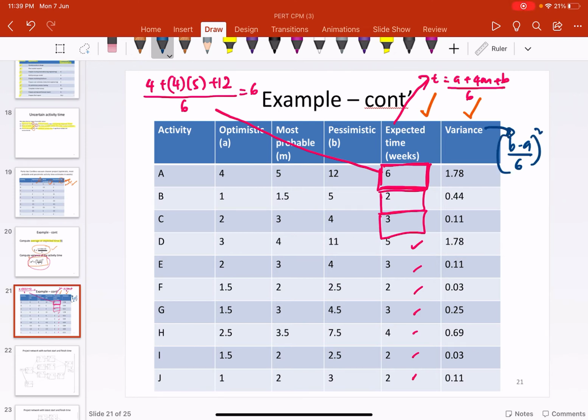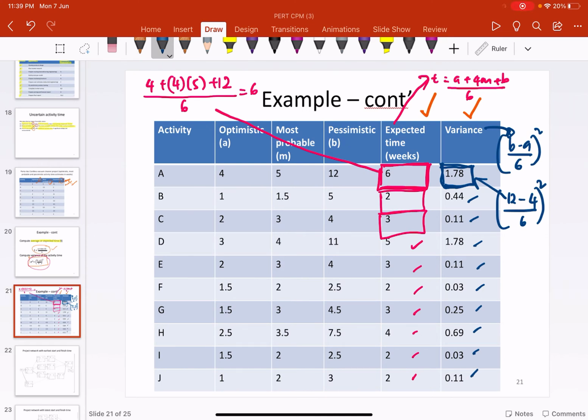So in order for you to get this number, what you have to do is, our B here is 12 minus A, A is 4, divided by 6 to the power of 2. Then only you can get 1.78. And you need to follow this formula for every activity.